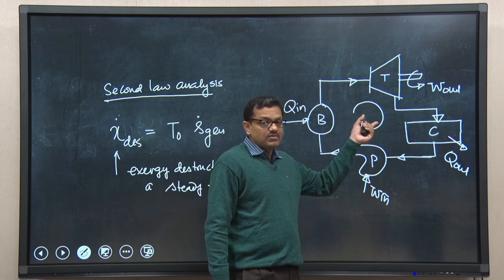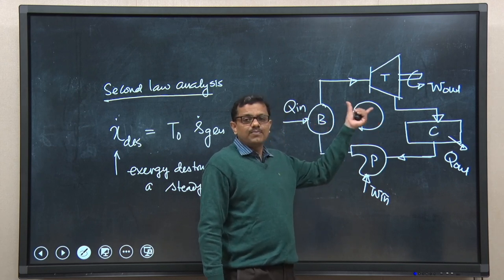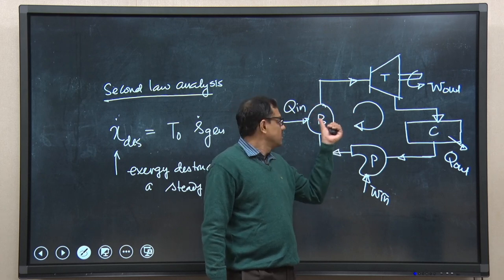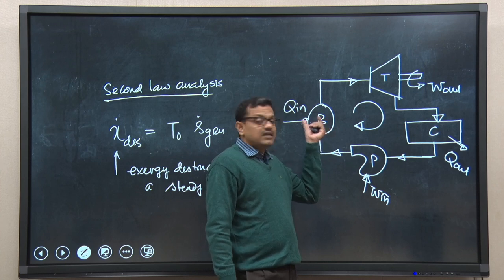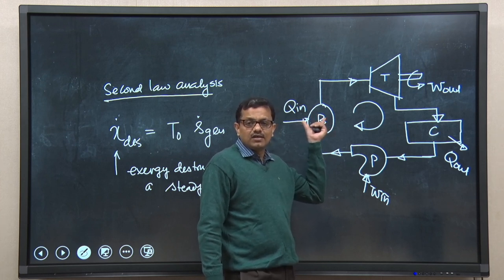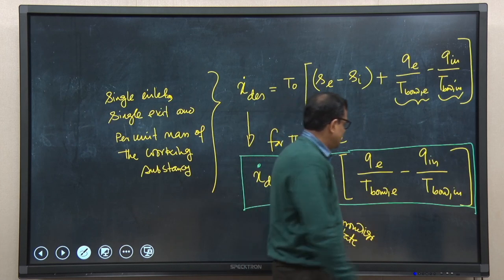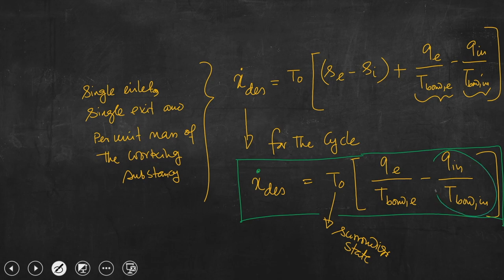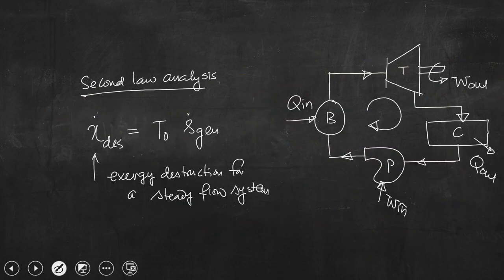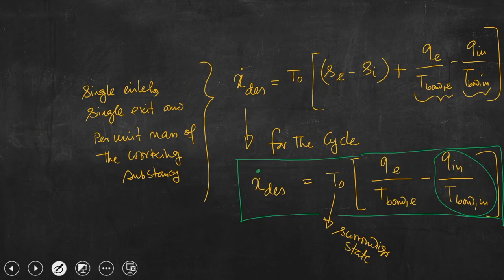Pertaining to this cycle, as I told you in the beginning, although all the processes are internally reversible, the only problem is the addition of heat from the high temperature thermal reservoir to the boiling liquid, that is this part, and the rejection of heat from the condensing steam to the low temperature reservoir, that is this part. These two factors are responsible for inviting some degree of irreversibility, which in turn will reduce the system performance by destroying the exergetic efficiency.